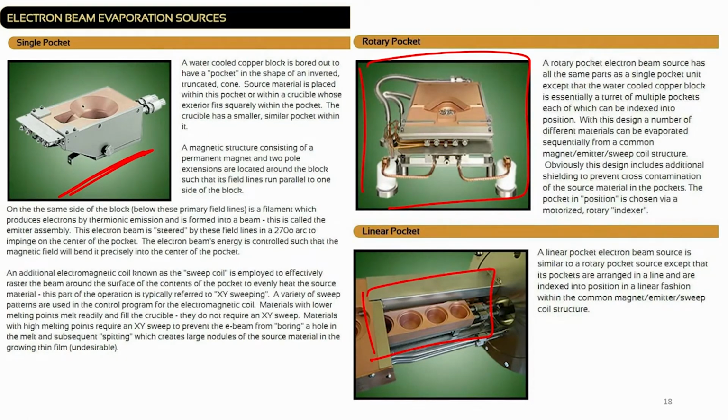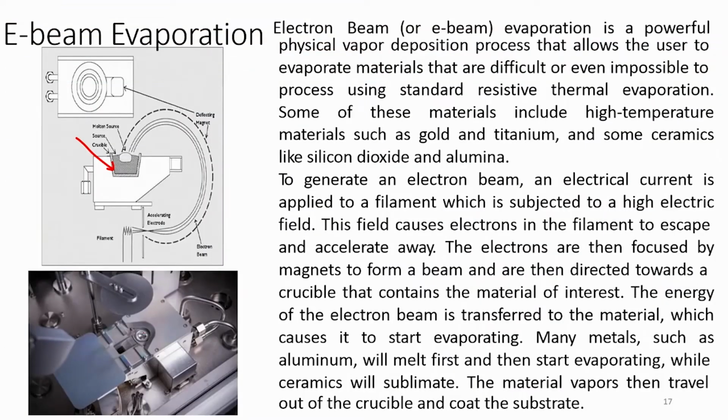Alright. So, if you go into detail, then a water cooled copper block is bored out to have a pocket in the shape of an inverted truncated cone, which is right over here, right. This is water cooled so as to keep the other area of the material at lower temperature except the electron beam area, which is here where the source is loaded. Source material is placed within this pocket. So, where is the source material placed? Within this pocket. It is here. So, if you see here, this one is a source, right. So, this is loaded within the pocket.